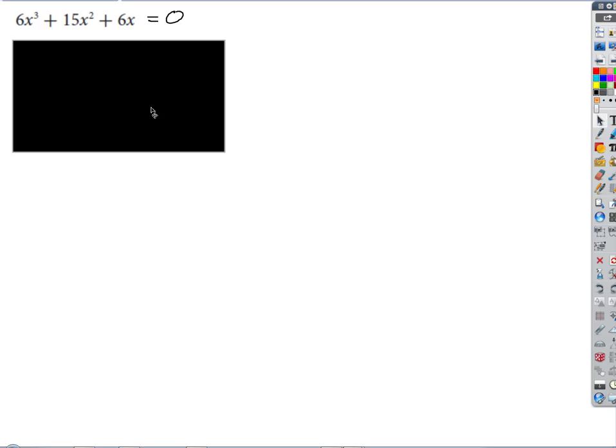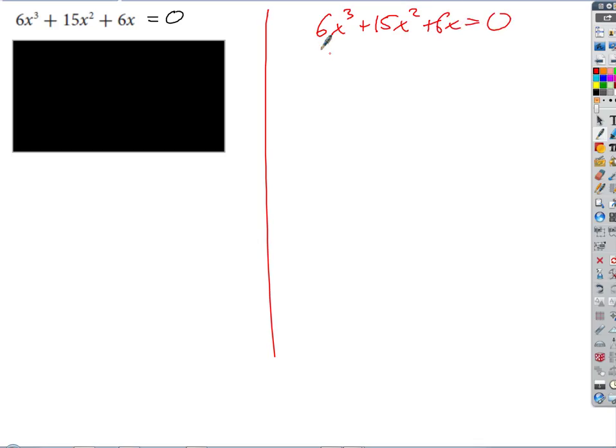What can we do? Okay, and glad to bring that up. Let's run a parallel experiment on this side of the board where we've got 6x cubed plus 15x squared plus 6x equals 0. And let's divide each side through by 3x, how about? By the 3 and the x that were both suggested.